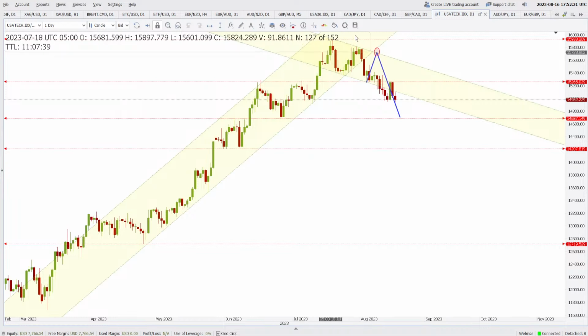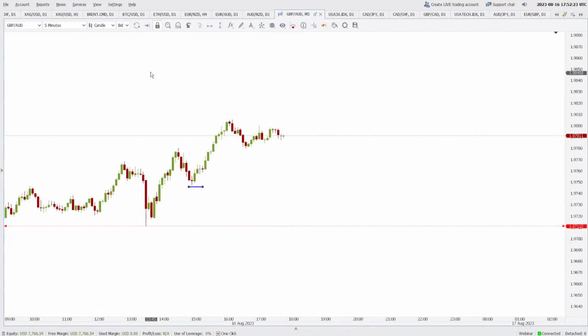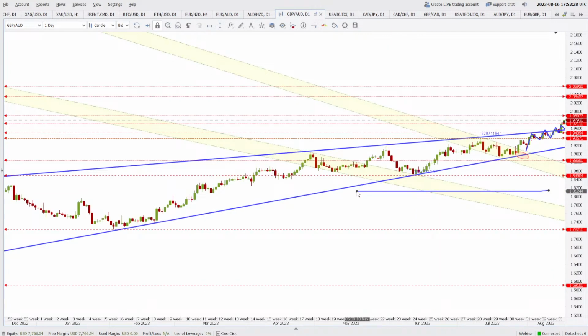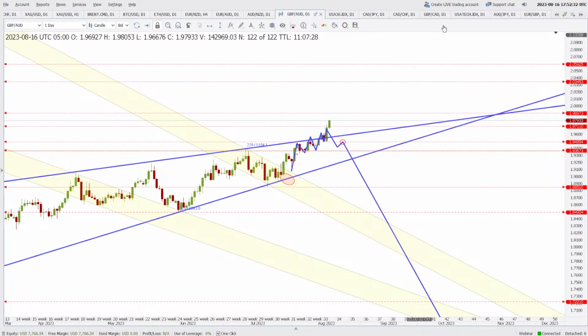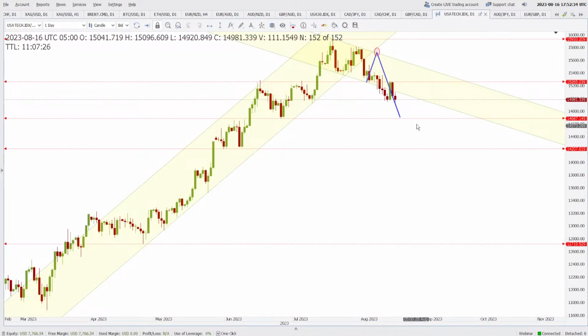Today's low volumes in the markets may be because of FOMC. Because the day of FOMC, before FOMC, the volumes are generally very low. Coming back to USA Tech, resistance on the upside is 15,265.